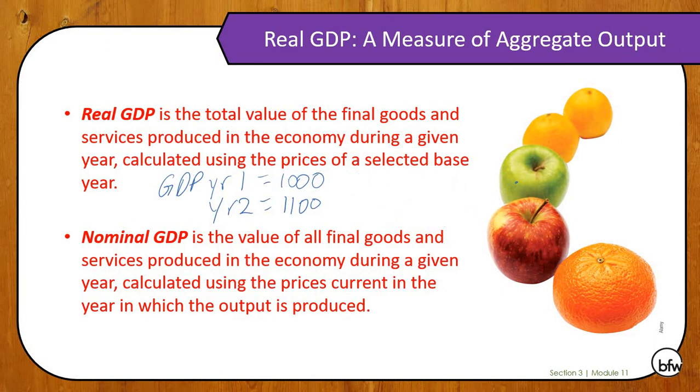Just looking at these numbers here, let's say that GDP in year 1 is equal to $1,000 and GDP in year 2 is equal to $1,100. It looks like we had growth of about 10%.